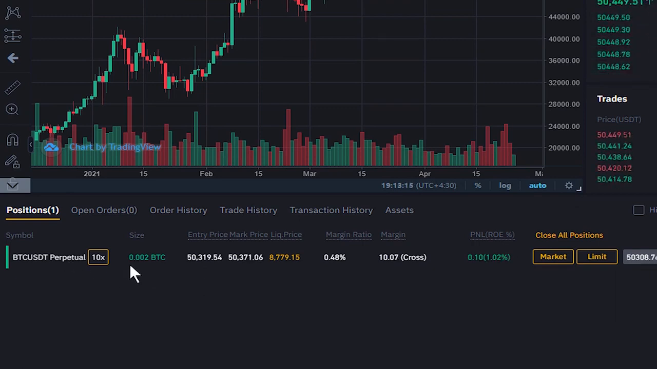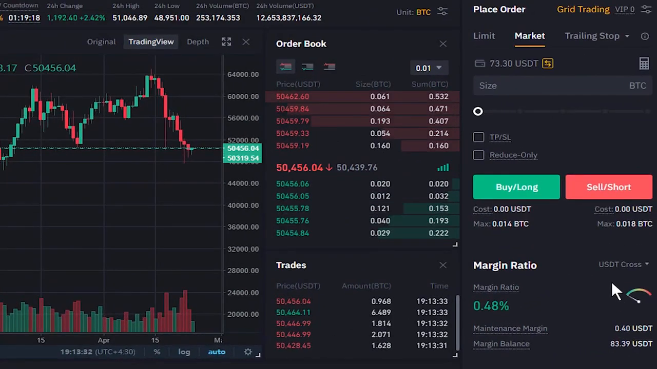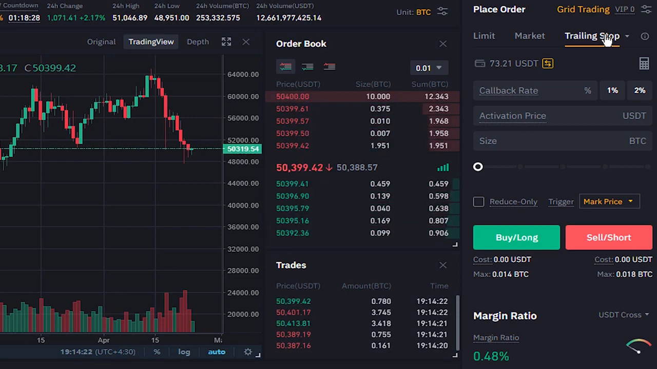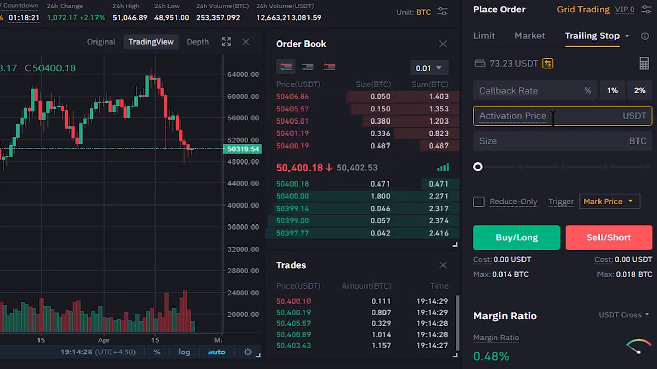Now we want to set a trailing stop order for this long position. Let's select trailing stop order here. Please pay attention, when we have a long position, for closing the long position, we need a short position. And for setting trailing stop order for the long position, which must be on the sell side, you must set the activation price at the current price of the market or higher than the current price of the market.